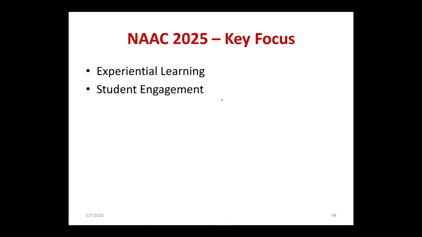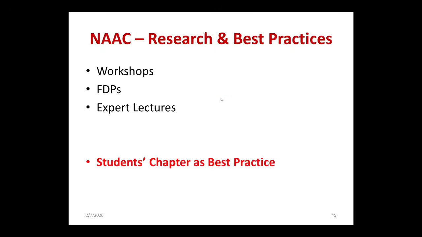And by student chapter activity you can achieve this with evidences. Then under faculty contribution, research and best practices can be available with the help of workshops, FDPs, and expert lectures. So faculty can act as an expert resource person in FDPs. Again 15 marks are there in the new proforma of NBA and NAC.